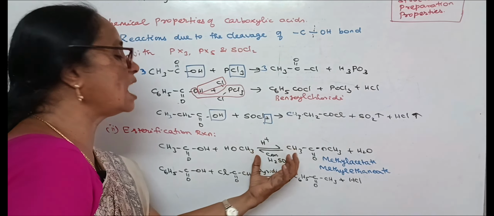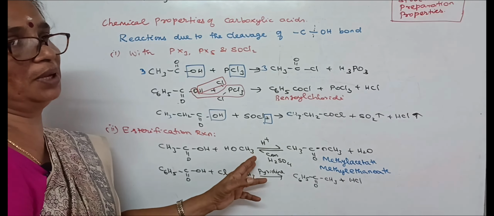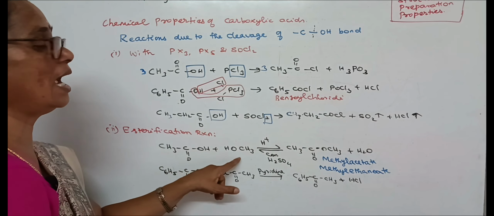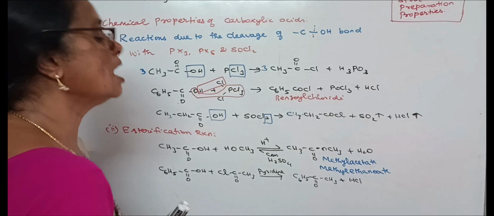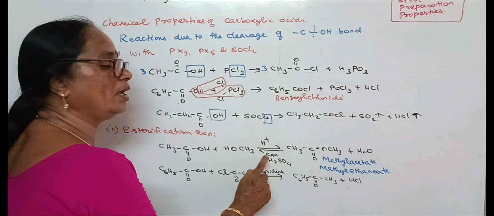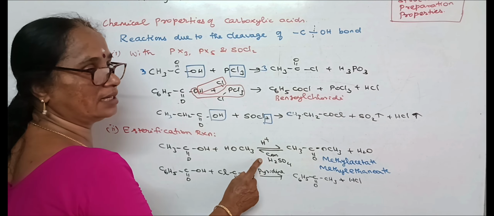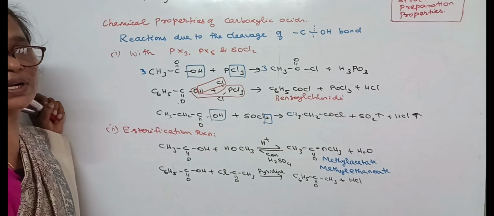And the reaction is always in equilibrium, because the reverse reaction is possible, because the ester can be hydrolyzed by water to give back acid and alcohol. So to prevent the reverse reaction, or to shift the equilibrium in the forward direction, sulfuric acid is taken, which is used as the dehydrating agent. That's why the reaction always pushes towards the forward direction.